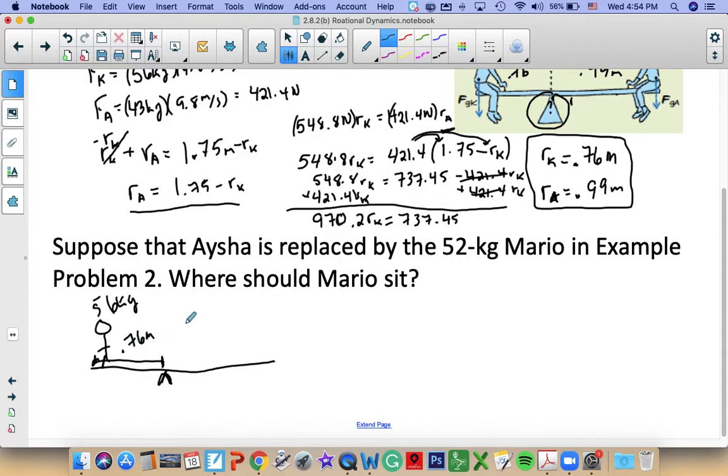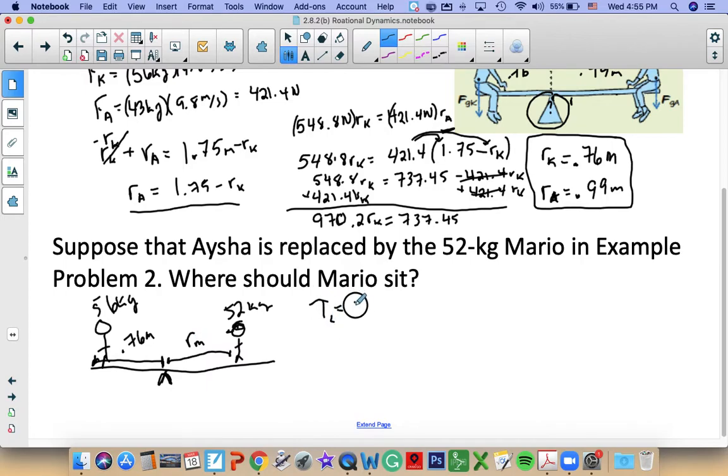Okay, now we got Mario. Well, he's 52, so he'll probably have to be a little bit further than that. He's not going to be all the way out at the end. There's Mario, and he's 52 kilograms. Give him a little Mario hat or something. We need to figure out this value right here, so radius for Mario. This one is going to be just like the problems that we did in the last lesson. We're just going to calculate that lever arm right there. So we have a torque due to Carrie Ann, we have a torque due to Mario, but we don't know that radius. So let's find it.